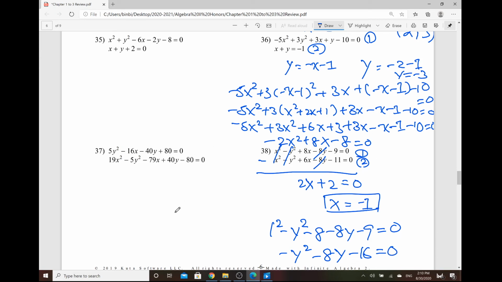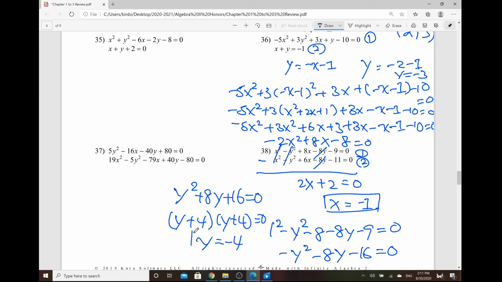So take out the negative, or divide everything by negative, so we got y squared plus 8y plus 16 equals 0. So what I did here, I multiplied everything by negative 1. And then factor it, so we got (y plus 4)(y plus 4). So y equals negative 4. So we do have the solution, which is negative 1, comma, negative 4.